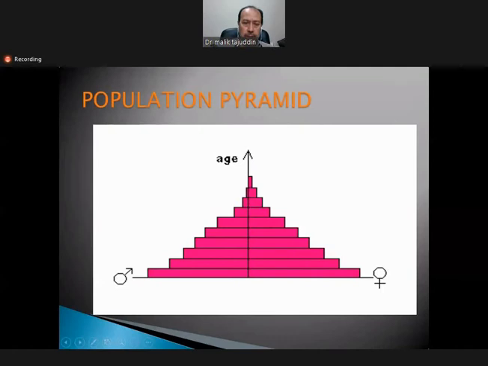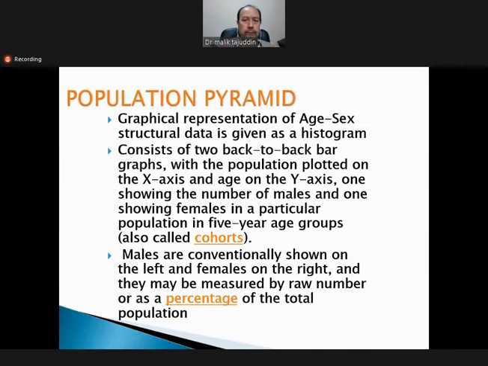Okay, then the graphical representation of age and sex structural data is given as a histogram. You know, a histogram has continuous bars, one beside the other. If they have some interval between them, this is called a bar chart. But if they are adjacent to each other, one bar and then the next, then these are called a histogram. So this is a representation of the age and sex structure of any country in the form of a histogram.